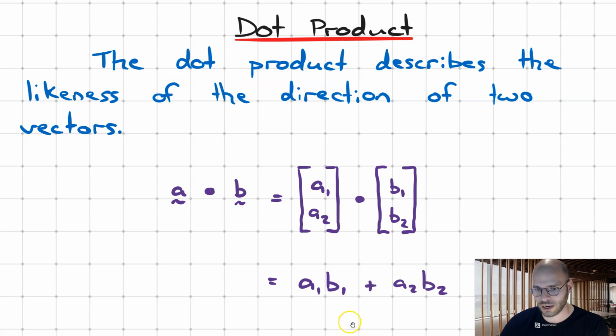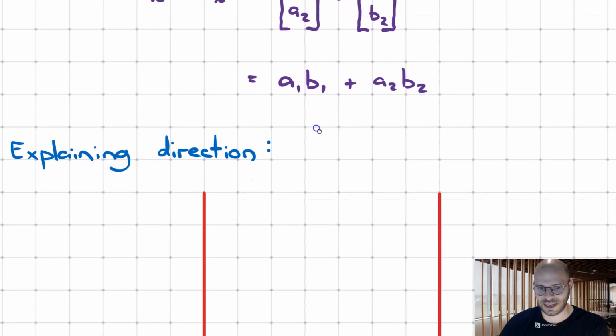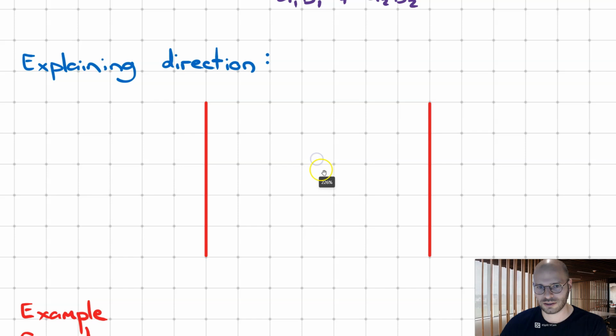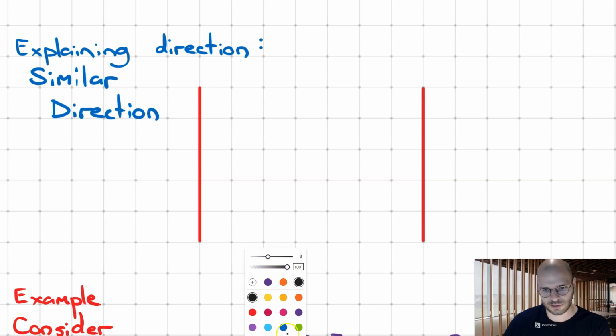Now, let's have a look at why this is an important operation. As mentioned, the dot product describes the likeness of the direction of two vectors. So having said that, what we're going to find is that we're going to get three different situations that we encounter. The first one being that we encounter a situation where we have a similar direction of vectors. Consider we have one vector that points like this, and we have another vector that points sort of like that. This is vector A, this is vector B.